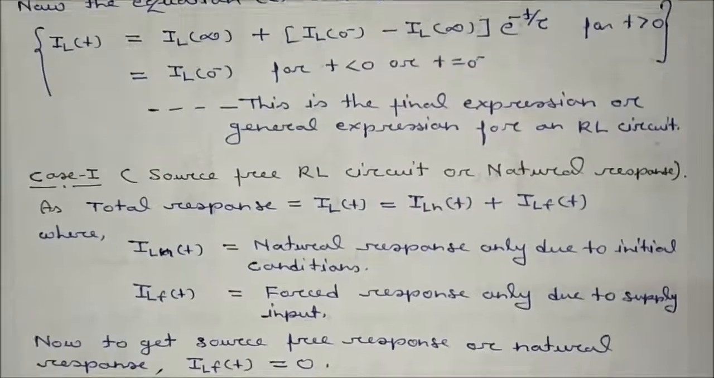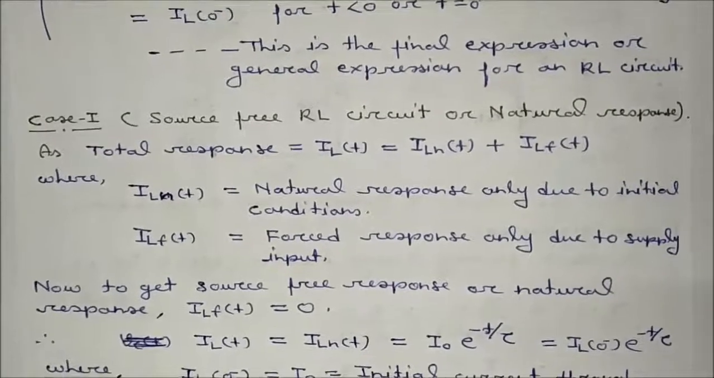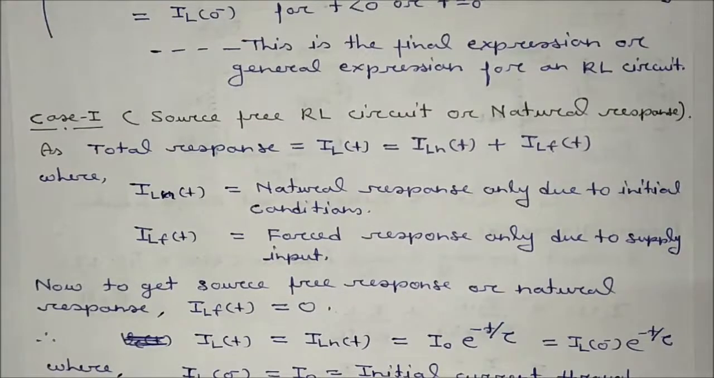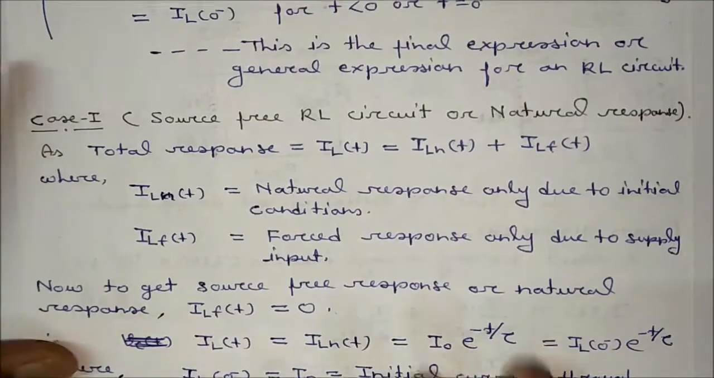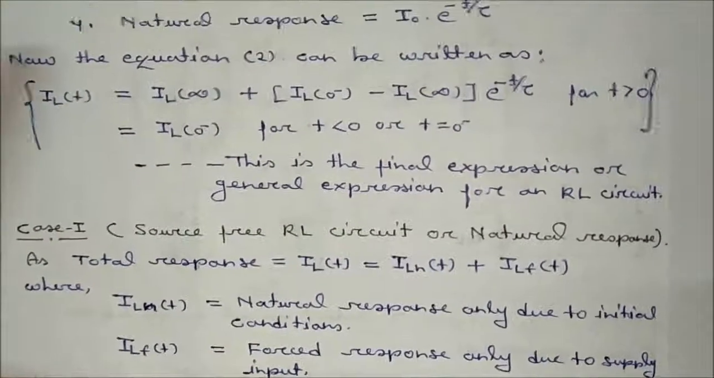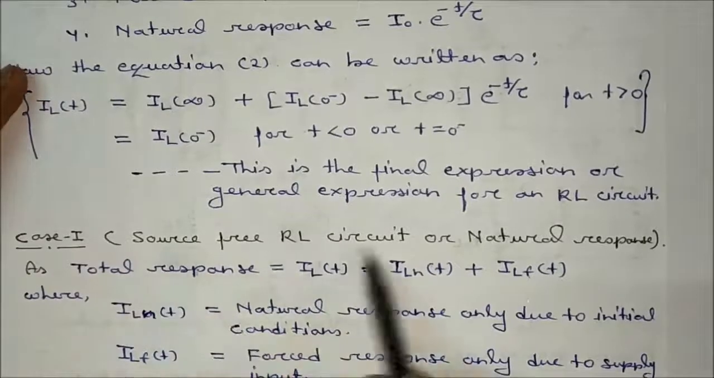There we discussed three cases. One is the source free RL circuit or natural response, the second case was what? Forced response, and the third case was the total response. So I am taking the first case. What is the first case? It is the source free RL circuit.